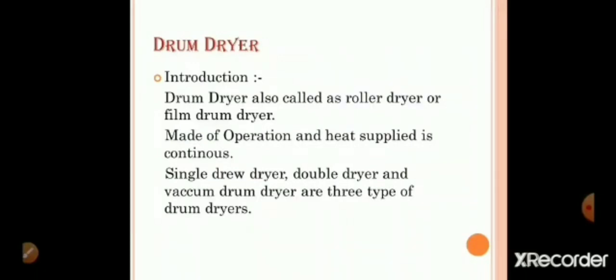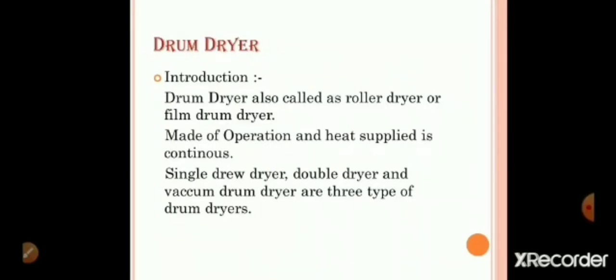Single drum dryer, double drum dryer, and vacuum drum dryer are the three types of drum dryer. Drum dryer is a type of heat equipment which is used for solutions and suspensions. When a solution or suspension is to be dried, this type of equipment is used. This is a short intro regarding the drum dryer.